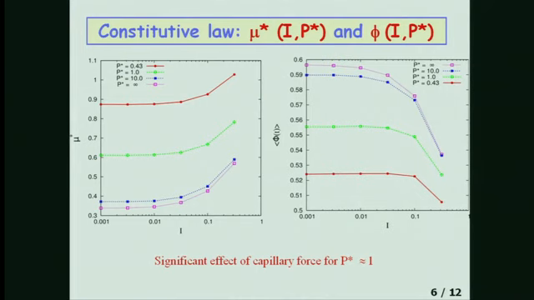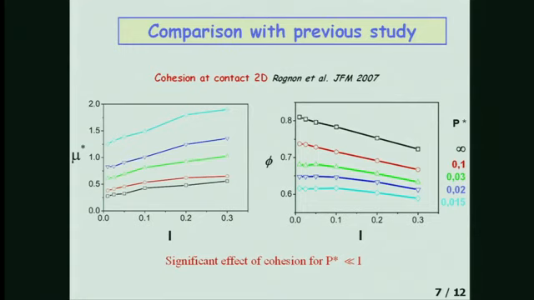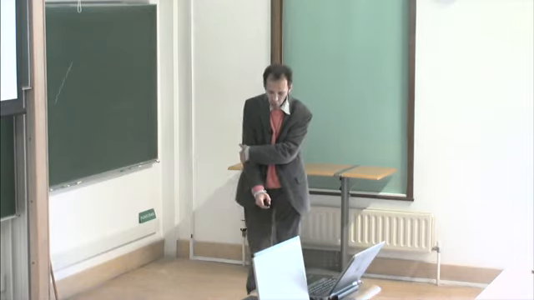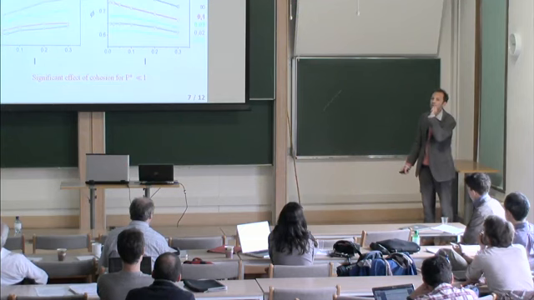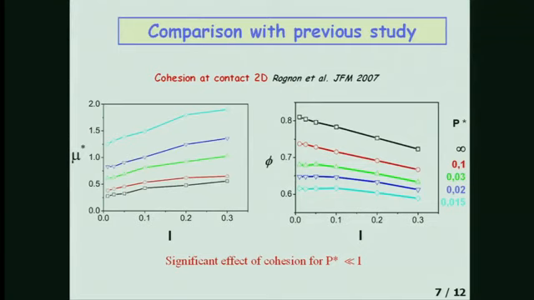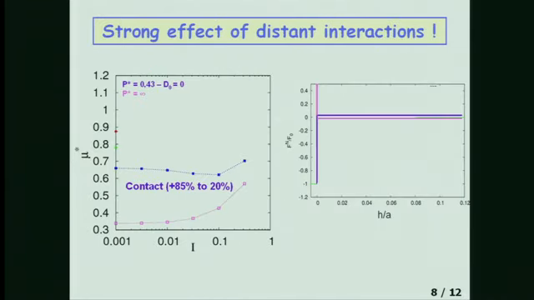And this is in contrast with what was observed in other simulations, the one of Rognon a few years ago, and also the ones which were shown by Pierre Job yesterday, where there is the same tendency, but for much smaller values of reduced pressure, that is to say, much larger cohesion. And so then the question is why? A possible explanation is a strong effect of the distant interactions.